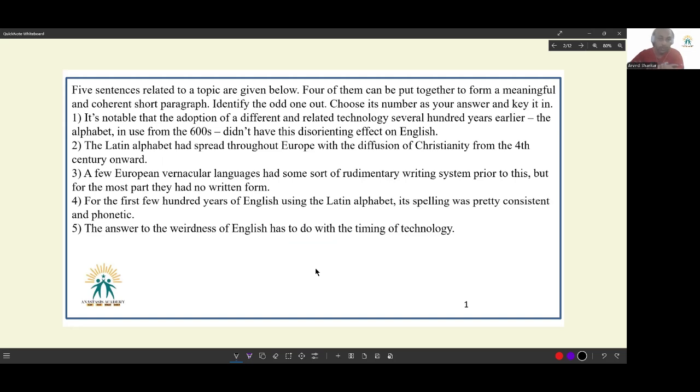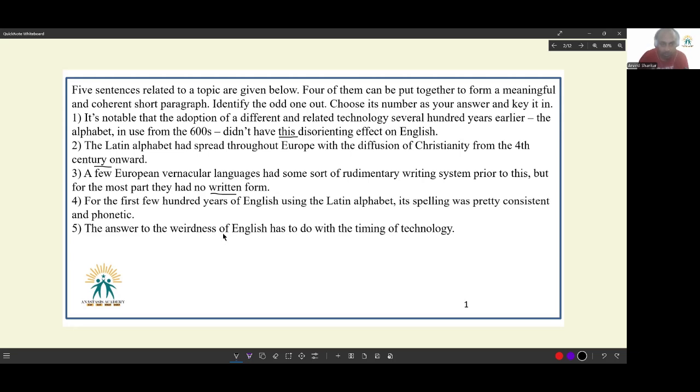Let's look through it. It's notable that the adoption of different and related technologies several hundred years earlier, the alphabet in use from the 600s didn't have this disorienting effect on English. The Latin alphabet had spread throughout Europe with the diffusion of Christianity from the 4th century onwards. A few European vernacular languages had some sort of rudimentary writing system prior to this, but for the most part, they had no written form. For the first few hundred years of English using the Latin alphabet, its spelling was pretty consistent and phonetic. The answer to the weirdness of English has to do with the timing of technology.